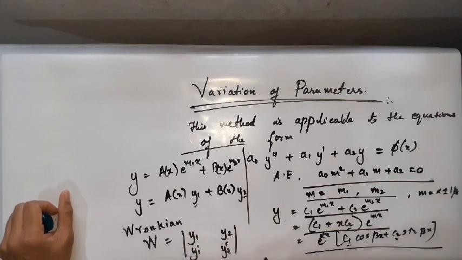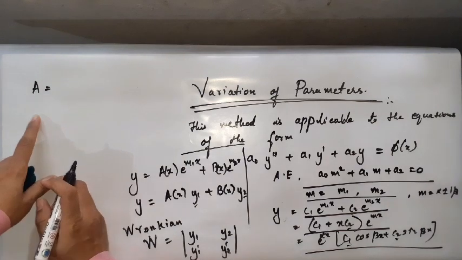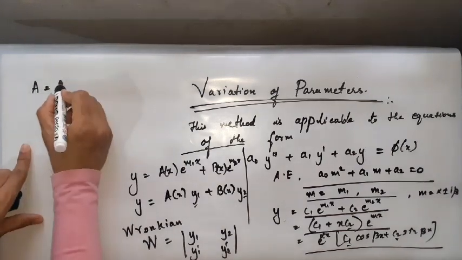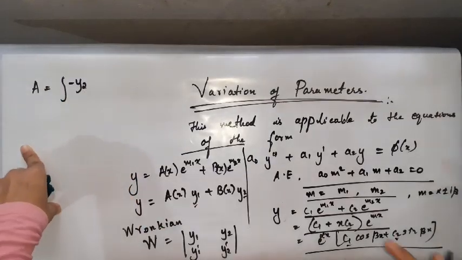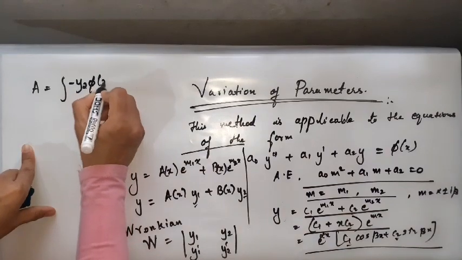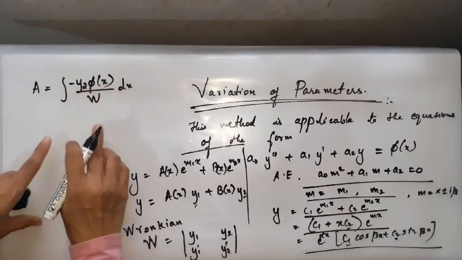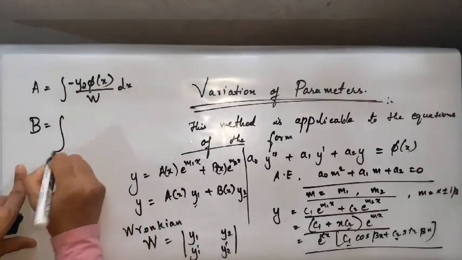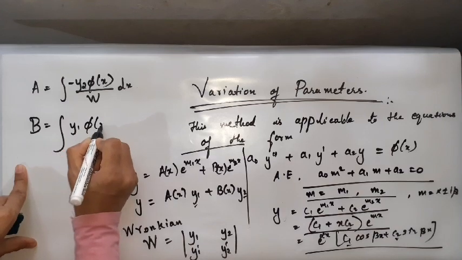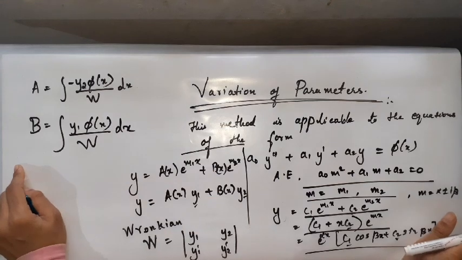Okay, once we work for this, we directly evaluate the value for a of x. You can take a as integration of minus y2 phi of x divided by w dx. Okay, we are going to use the formula for a like this. Similarly, b will be integration of y1 phi of x divided by w dx. This is how we work.